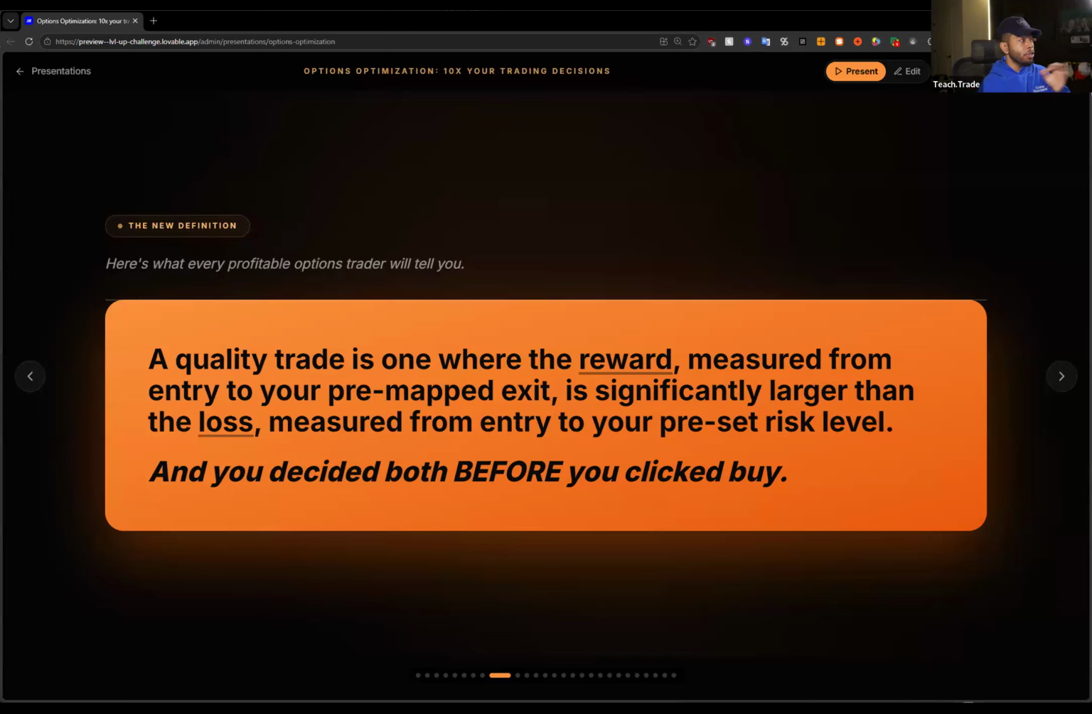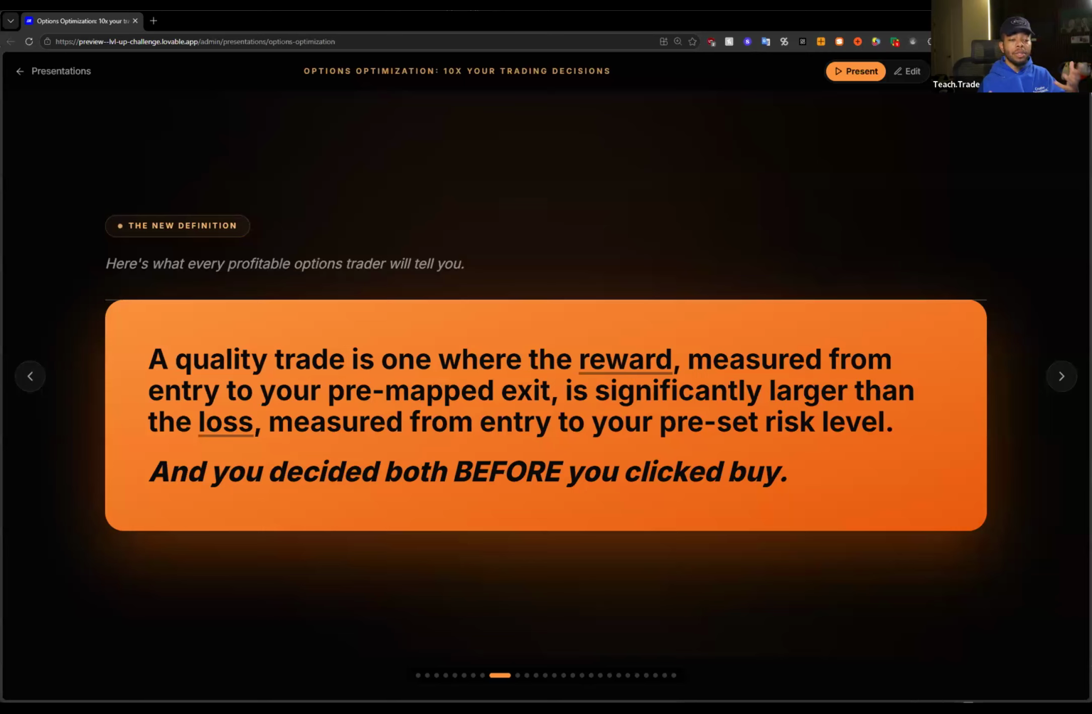One thing to say, and you can screenshot this page if you haven't already: I want you to notice what's not in this definition. The pattern, the candle, the indicator color, the guru who called the setup. None of that matters unless you can answer two questions. Number one, if I'm wrong, where will I know I'm wrong? And how much will I lose?